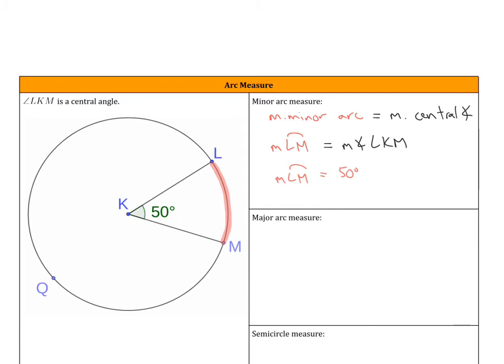Now, something to keep in mind is that the minor arc measure is always less than 180 degrees. If you take a look at the definitions for minor and major, minor meaning less or least, and major meaning larger, more importance, that sort of thing. So because this is less or least, it means less than 180 degrees. And of course, the opposite will be true for major arc, but we'll get there in just a moment.